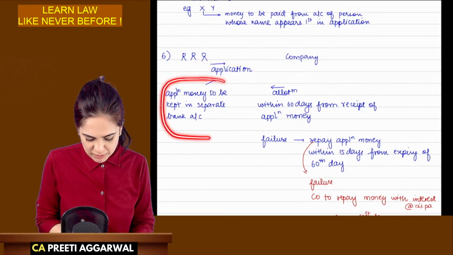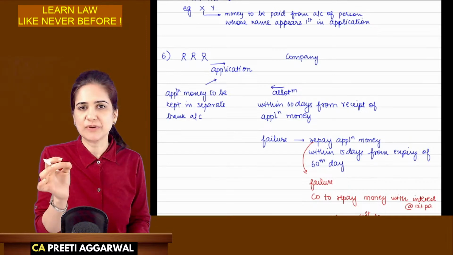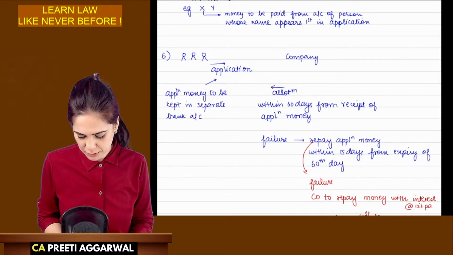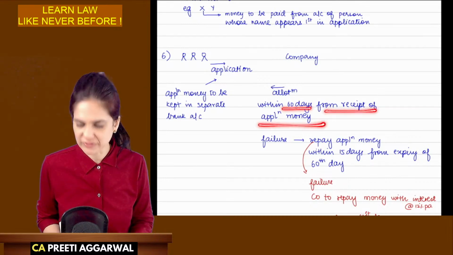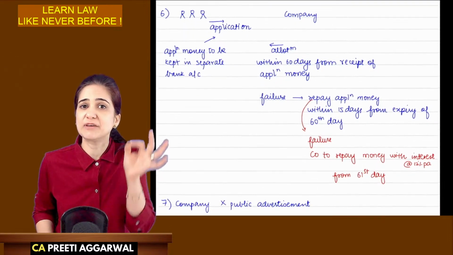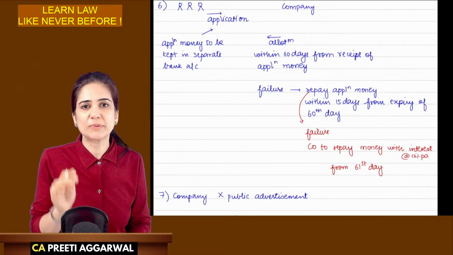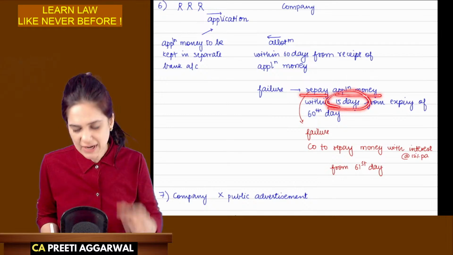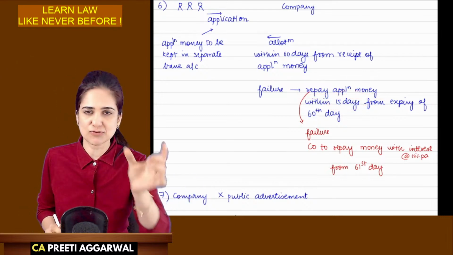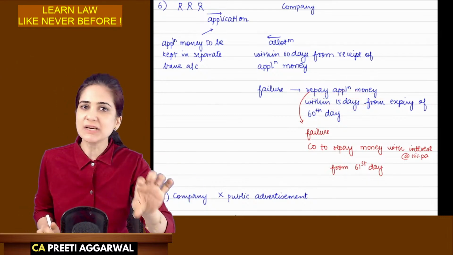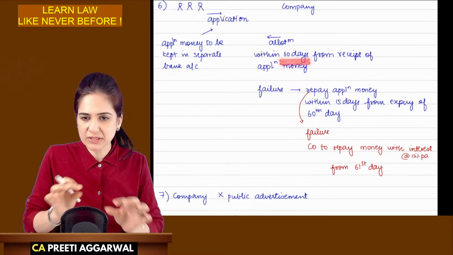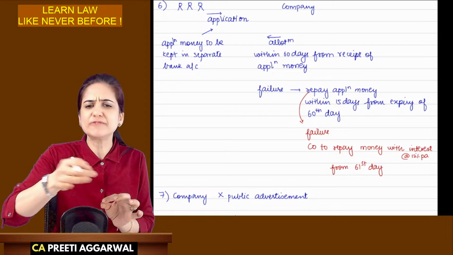The application money which they give along with the application will be kept in a separate bank account. The company will make the allotment within 60 days from the receipt of the application money. In case the company fails to make the allotment within 60 days, they will repay the application money within the next 15 days from the expiry of 60th day. Okay, so as soon as 60 days expire, within the next 15 days, they have to refund the amount.